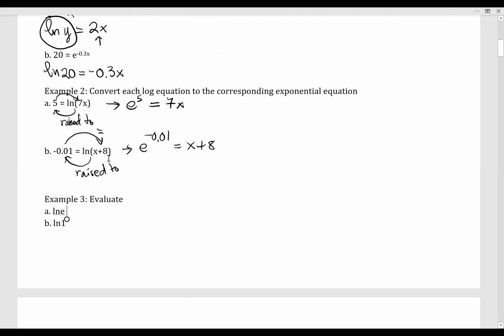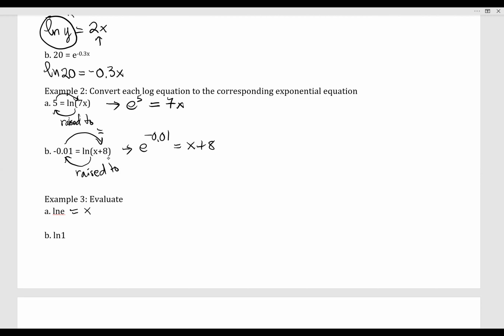And now let's do example 3. We're asking you to evaluate some logarithmic expression. In here, I have ln e. What is that equal to? So let's make it equal to a question mark, or I can even write it as a variable, say x, and I'm looking for the x.